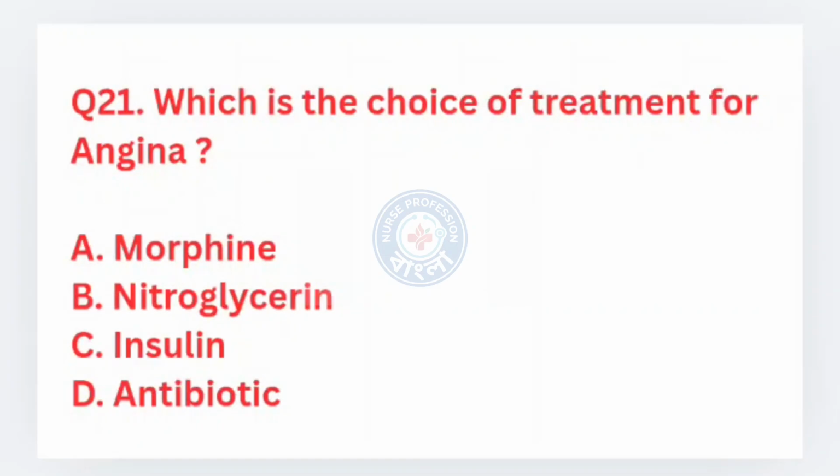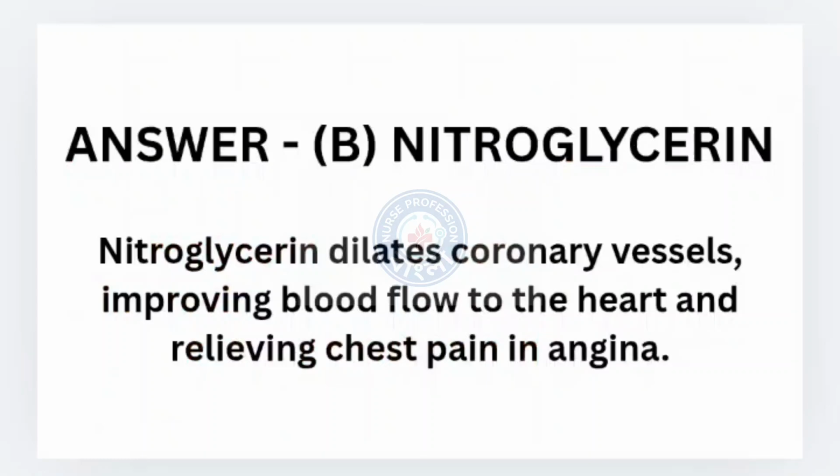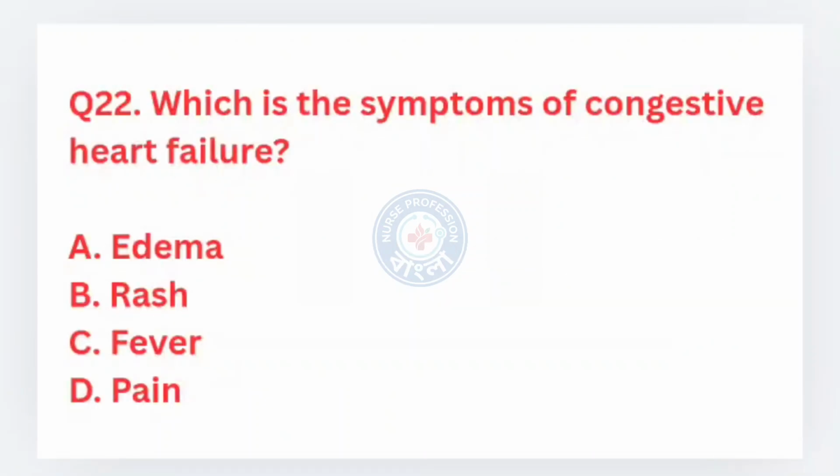21. Which is the choice of treatment for angina? Morphine, nitroglycerin, insulin, antibiotic. Answer: nitroglycerin. Nitroglycerin dilates coronary vessels, improving blood flow to the heart and relieving chest pain in angina.